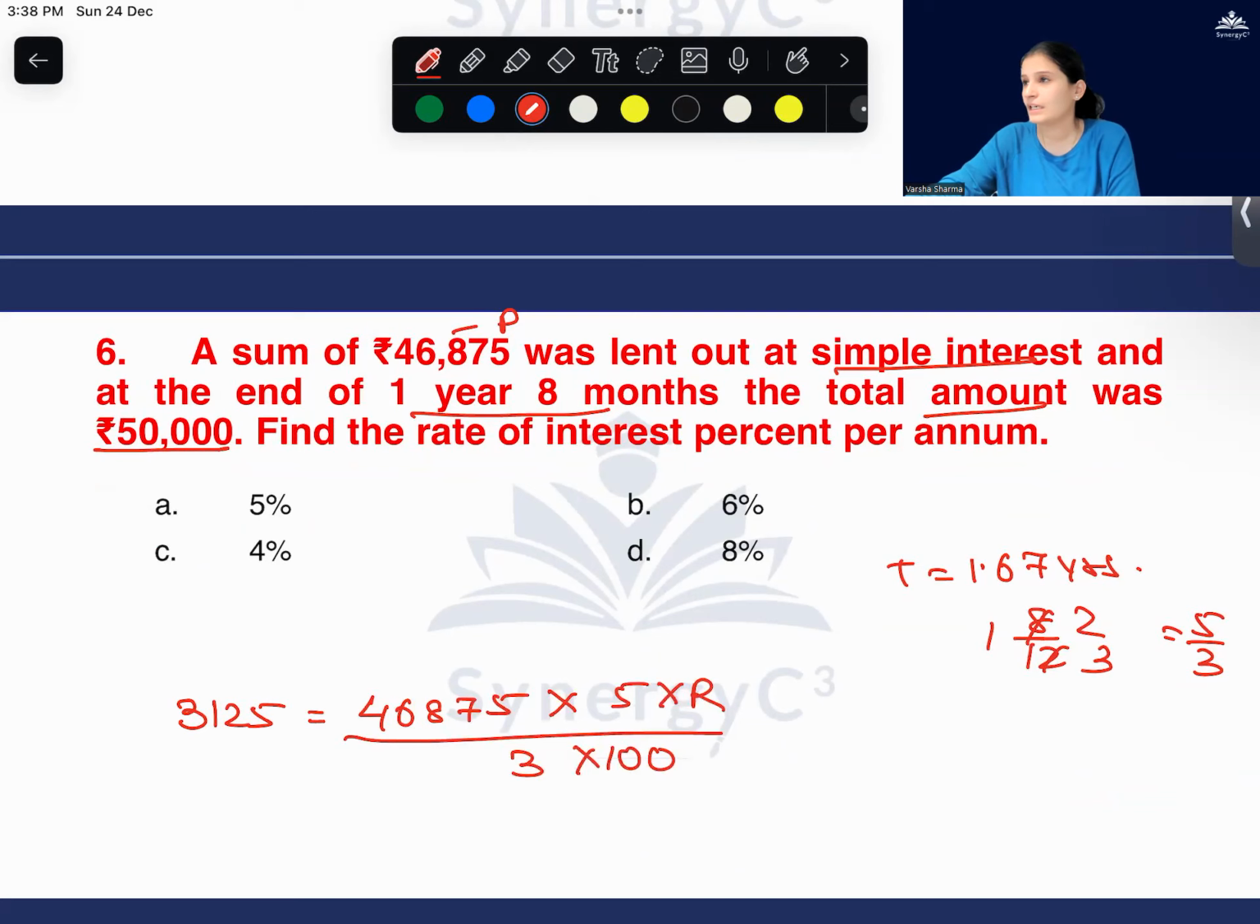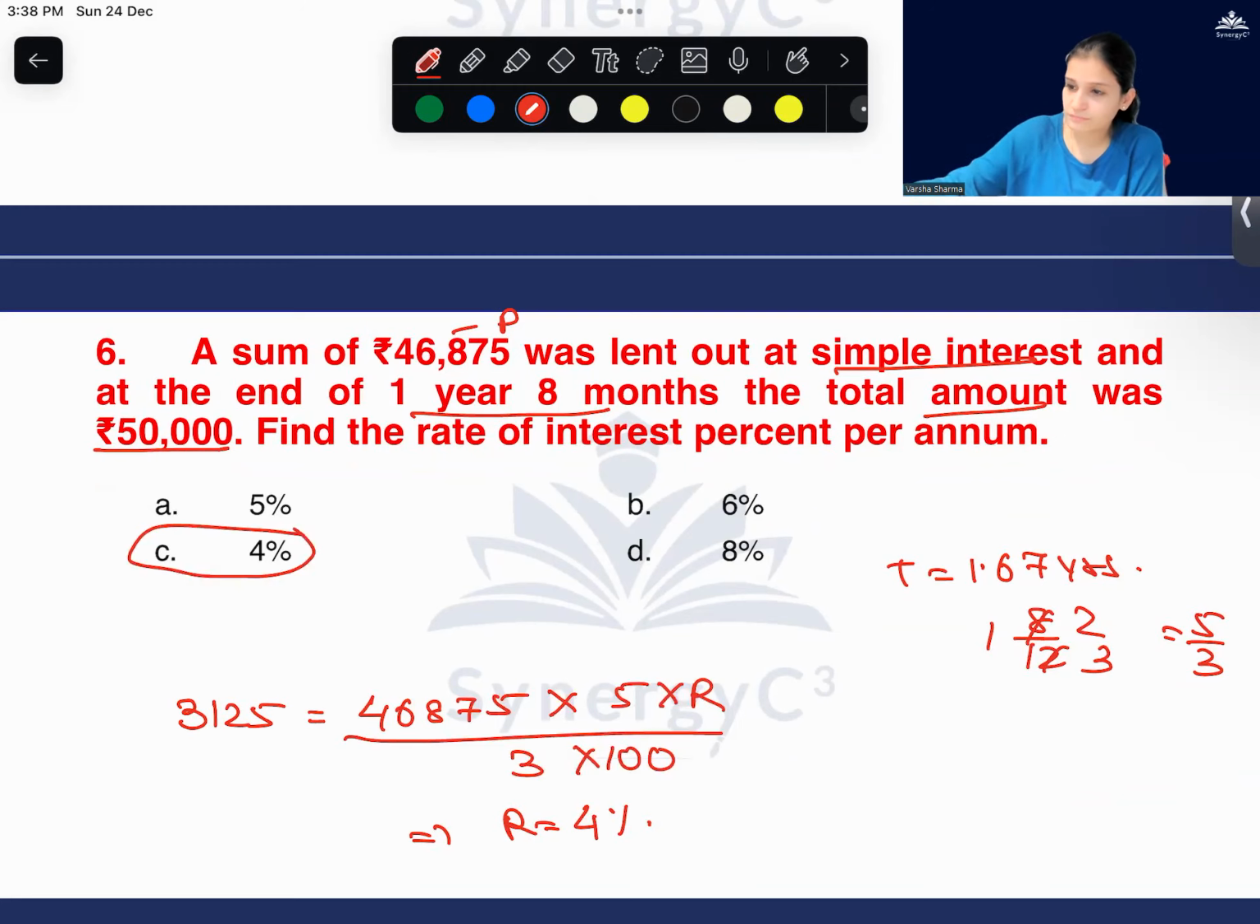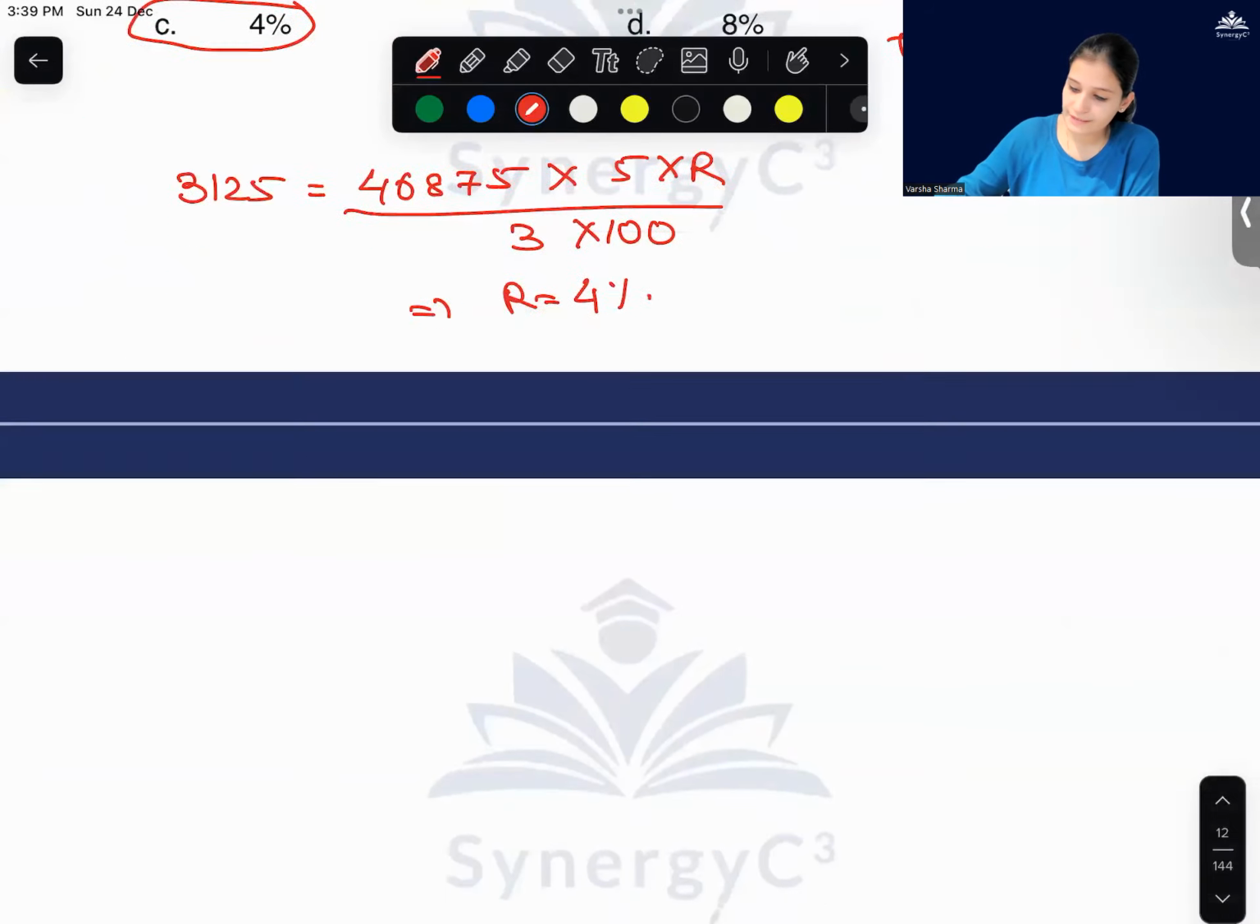Understood? Yes or no? So my rate will be 4%. Clear? Everyone clear? Online? Yes, ma'am. Next.